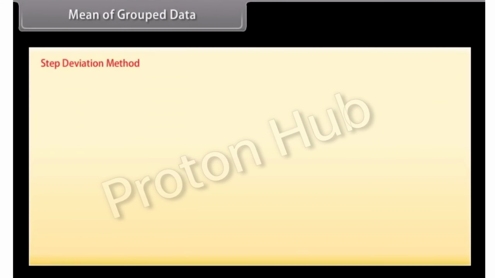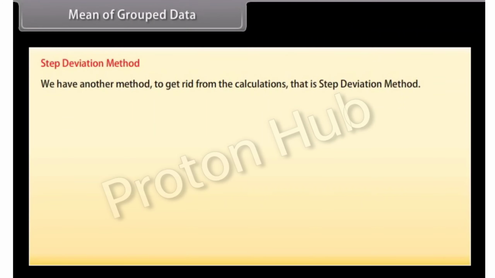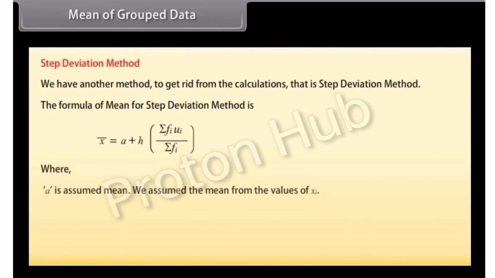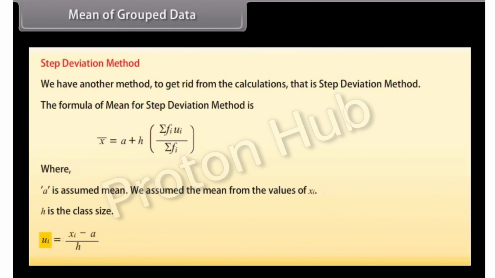Step deviation method. We have another method to get rid of the calculations, that is, step deviation method. The formula of mean for step deviation method is x bar equals a plus h multiplied by summation of the product of fi and ui divided by summation of fi, where a is the assumed mean. We assume the mean from the values of xi. h is the class size. ui is equal to (xi minus a) divided by h.